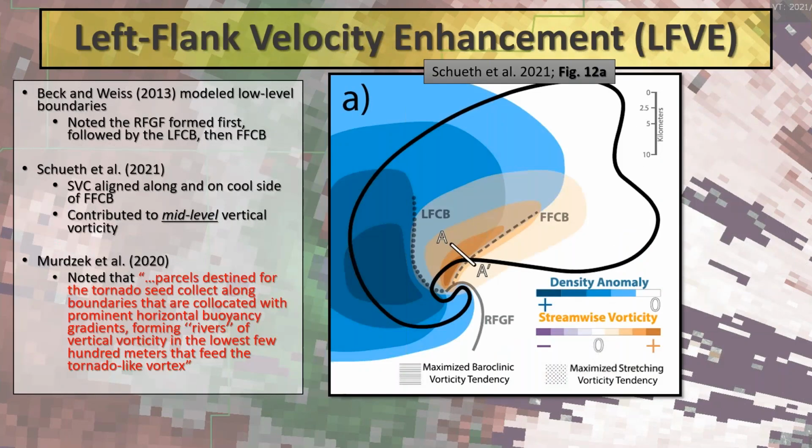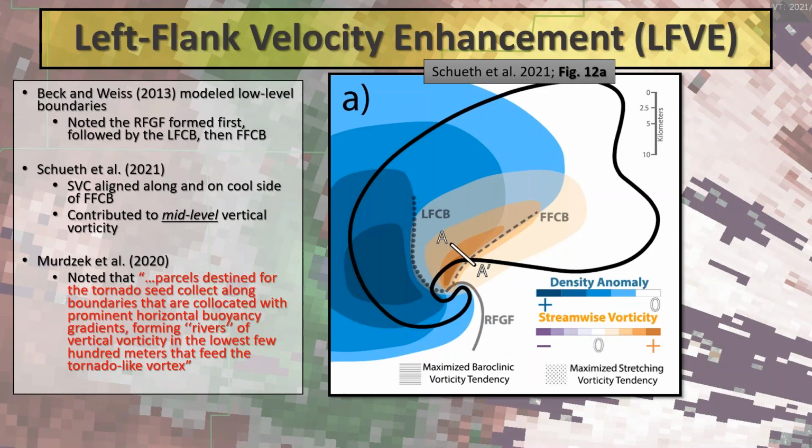So again, just trying to orient where we should be looking for this particular airstream. Again, this is going back to the Beck and Weiss research. They modeled several low-level boundaries here. They noted that the rear flank gust front formed first in supercells, which you can see as a solid gray line here in the image. And then that was followed by the left flank convergent boundary, and then the forward flank convergent boundary.